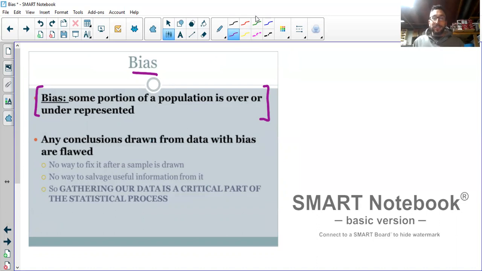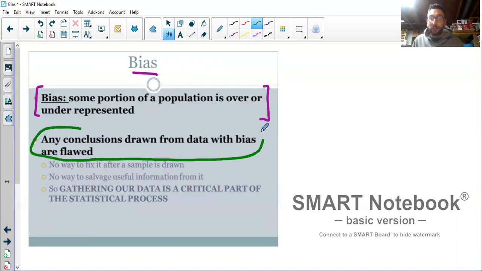Now, when we talk about collecting data, any conclusions that we draw from biased data are going to be flawed. If we don't do a good job collecting our sample, all the stuff we're going to learn how to do afterwards, all the graphical displays we create to summarize the data, all the summary stats we calculate, measures of center and spread and position, and then all the statistical inference we learn later in the course, all that stuff is meaningless if it's based on a flawed data set.